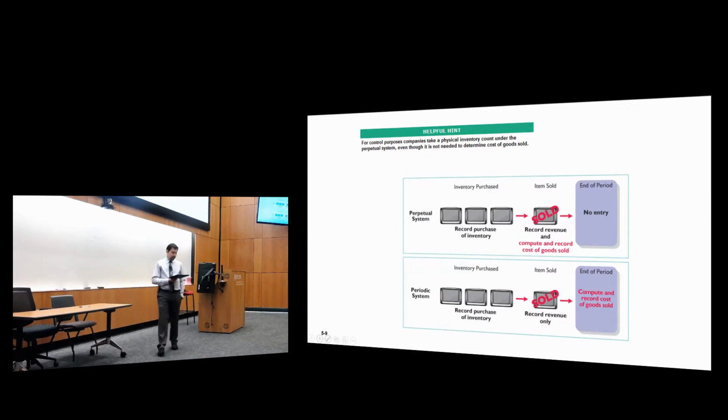This basically shows how the company is recording sales after every transaction or at the end of the month. So here, as you can see, after every item is sold, the company will record the revenue and calculate the change in inventory and cost of goods sold. When they use the periodic system, they will only recognize the sale. So they will recognize the sales revenue, but they will not update their inventory. Inventory is only updated at the end of the accounting period.